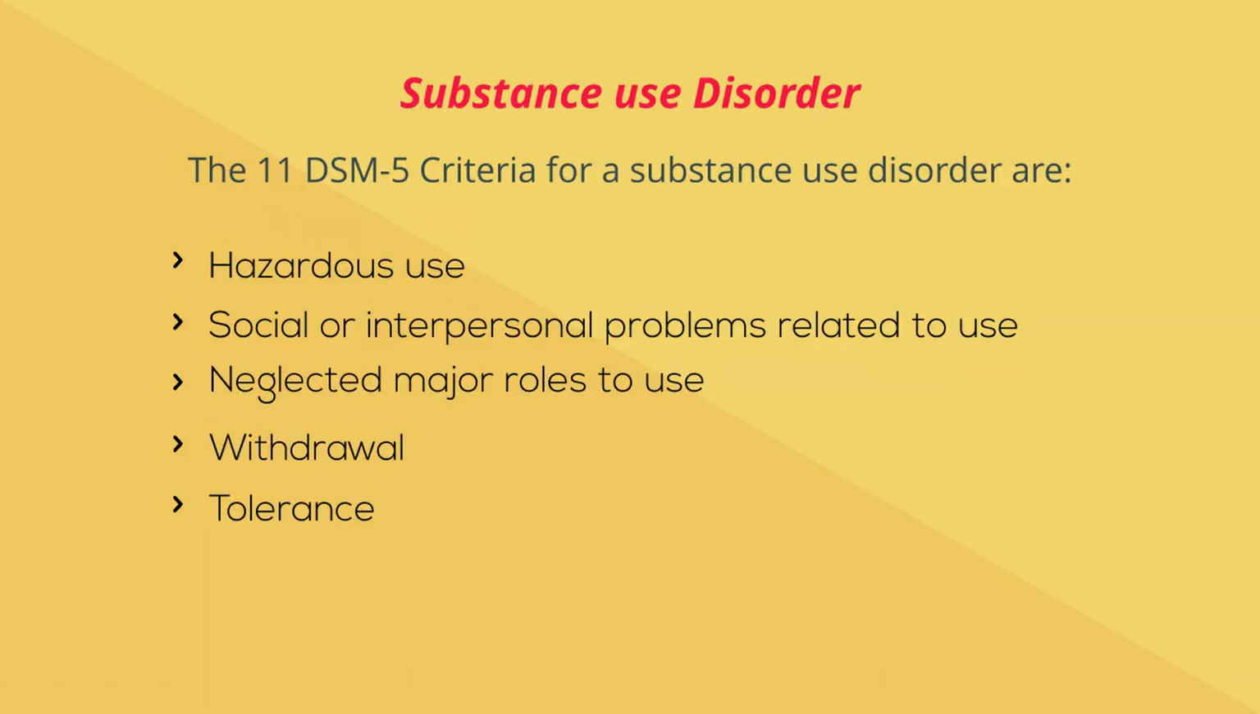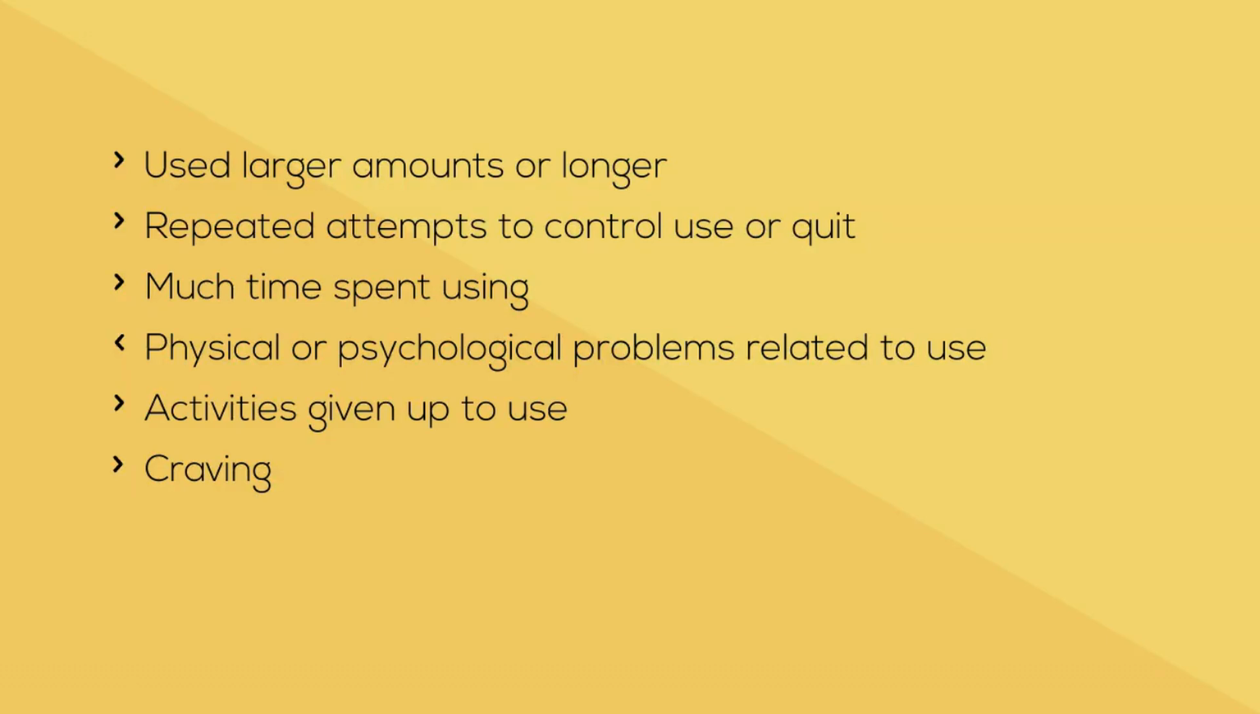Withdrawal. When you stop using the substance, you experience withdrawal symptoms. Tolerance. You have built up a tolerance to the substance so that you have to use more to get the same effect. Used larger amounts, longer. You have started using more significant amounts or using the substance for more extended amounts of time. Repeated attempts to control use or quit. You've tried to cut back or quit entirely but haven't been successful. Much time spent using. You spend a lot of your time using the substance.